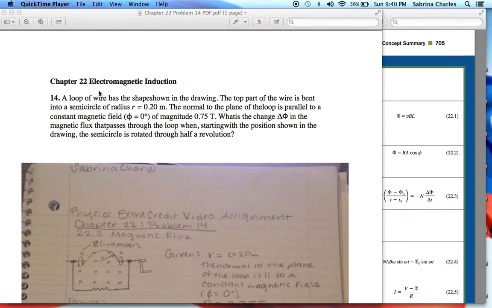So, the problem reads: a loop of wire has the shape shown in the drawing, and here's the drawing right here. The top part of the wire is bent into a semicircle of radius equal to 0.20 meters. The normal to the plane of the loop is parallel to a constant magnetic field, which is at 0 degrees, with a magnitude of 0.75 Tesla.